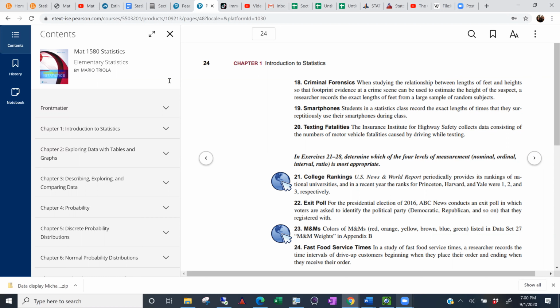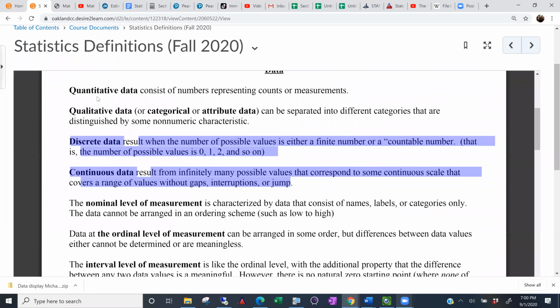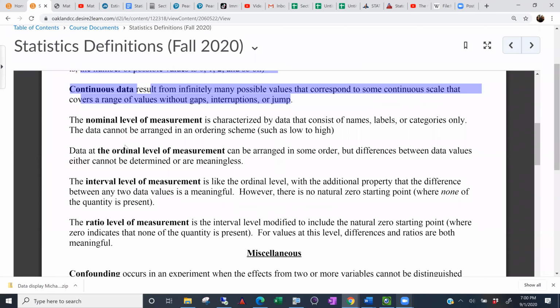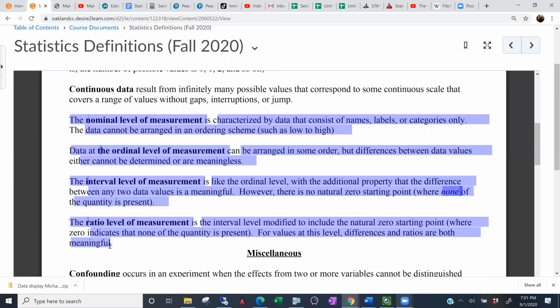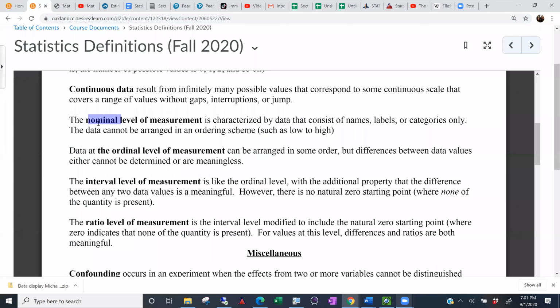Let me introduce some more terms here for us. Again, I'm going to go back to our handout and scroll down to these terms. These are different levels of measurement. The last two pertain to continuous data, but we'll start out with one of the lowest levels of measurement, nominal measurement.